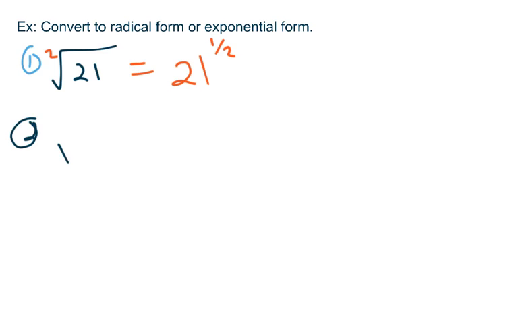Number 2, how about the cube root of 81? Well, 81 becomes your base. This number over here becomes the denominator of your fraction, and then a 1 goes on top. So 81 to the 1/3 power.